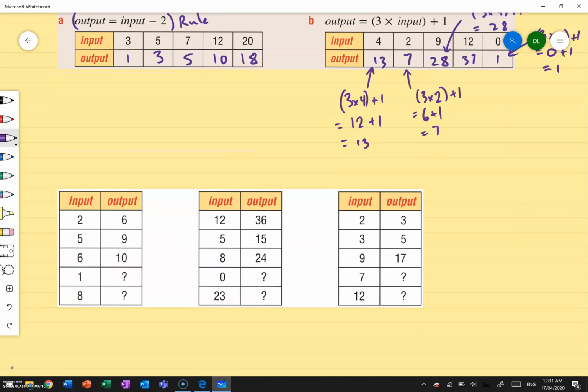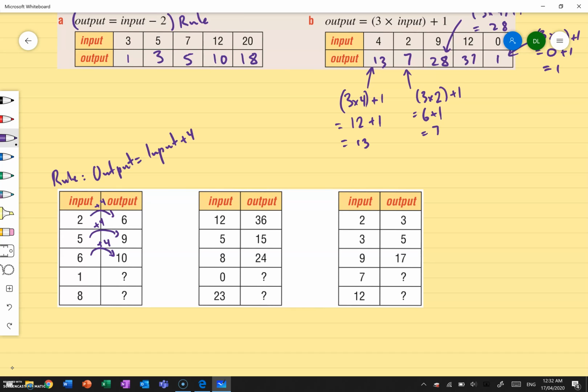Let's finish by going through this kind of table. So this table over here, we've got question marks, and let's try and fill those numbers in. But first we have to find the rule for each one. Over here, well, what's the rule? It's going 2 to 6, 5 to 9, 6 to 10, and you can see quite clearly it's a common difference. Plus 4, plus 4, plus 4. So the rule is that my output is equal to my input plus 4.